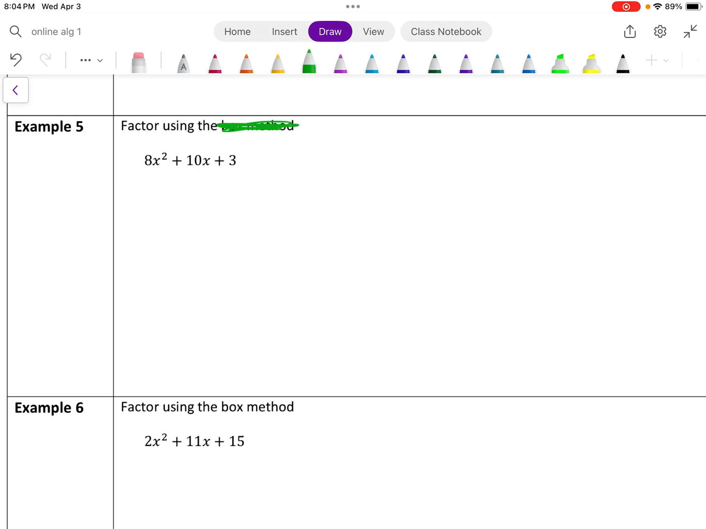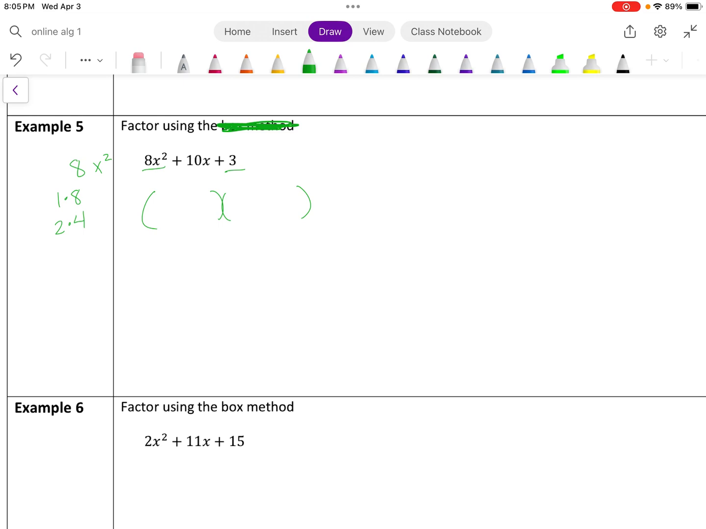So if I'm thinking about this problem, 8x squared plus 10x plus 3, I'm still going to do my guess and check. Here's my form, right? I need something in this factored form. If I think about my options, to get 8x squared, I actually have quite a few options here. I could do 1 times 8. I could do 2 times 4. So I have a couple different options.